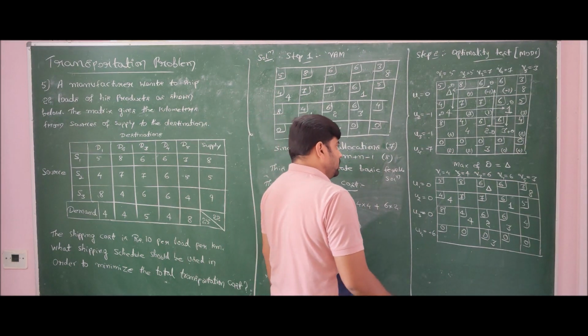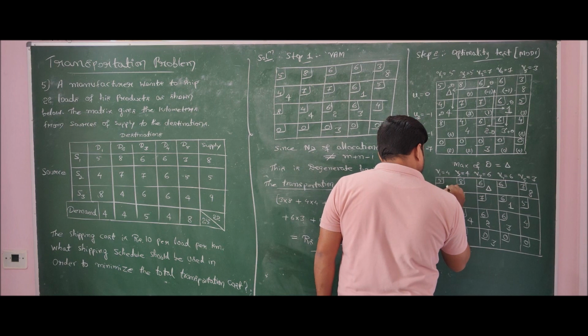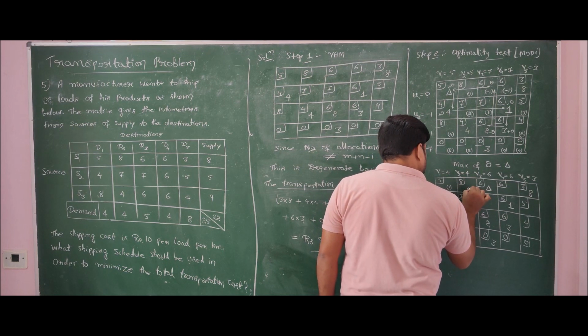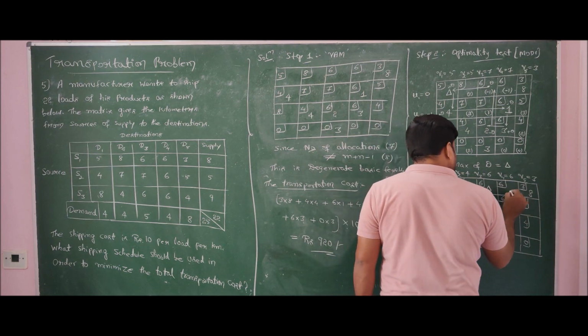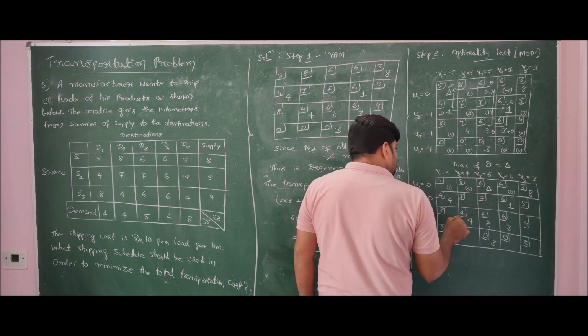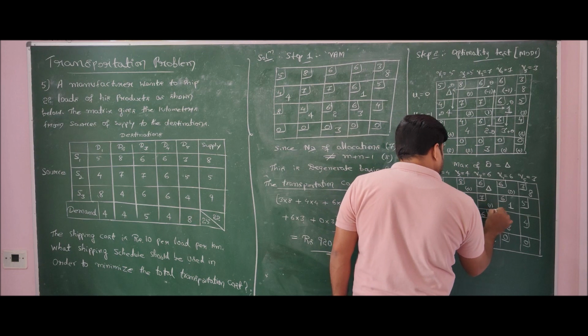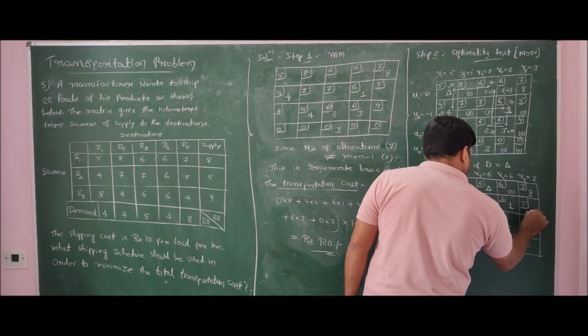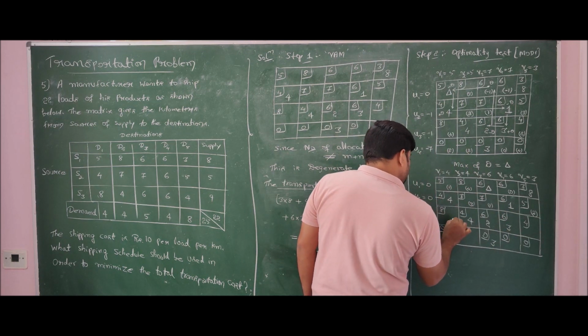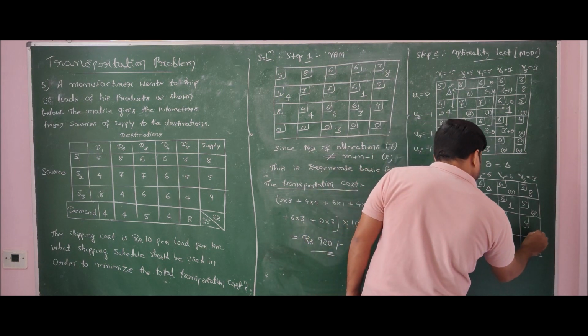Now calculate the penalty. So 5 minus 4 is 1. 8 minus 4 is 4. 6 minus 6 is 0. 7 minus 4 is plus 3. 7 minus 6 is plus 1. 5 minus 3 is plus 2. 8 minus 4 is plus 4. 4 minus 3 is plus 1.